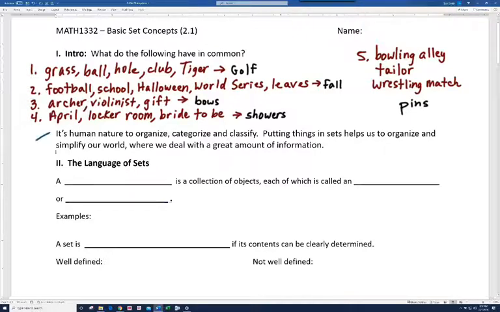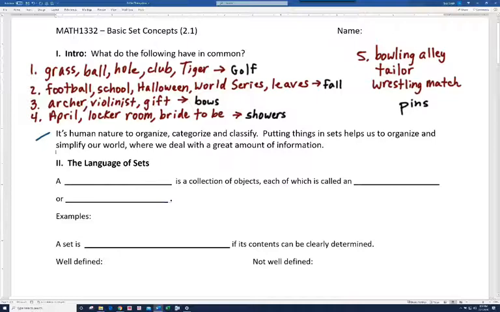So it mentions here it's human nature to organize, categorize, and classify. Putting things in sets helps us to organize and simplify our world, where we deal with a great amount of information. That's never been more true. All to say, it's like human nature. Well, I mean, that's what it's saying here. I think of when I used to go trick-or-treating. I'd come home at the end of the night, I'd pour my bag out, and I started putting my suckers together, my gum together. And then once I got it all organized, I would make trades with my brother and my sister. And so anyway, some of us are definitely more organized than others, but we all tend to be that way.